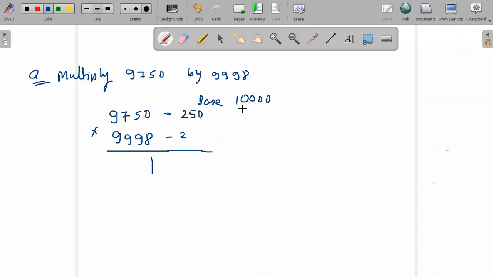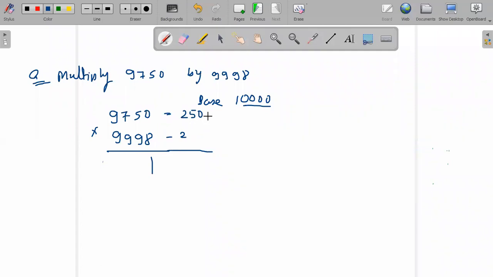How many? The answer is 97485000? 9748... 0500. Is it right? How did it come? Okay, let's do it with the procedure. What to do now?